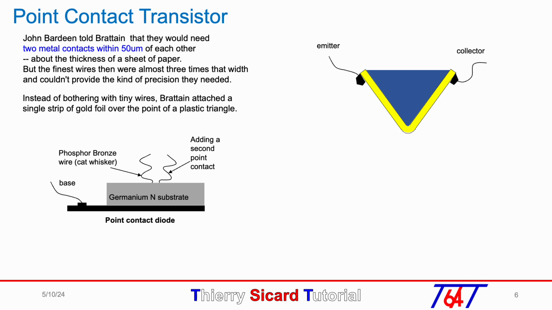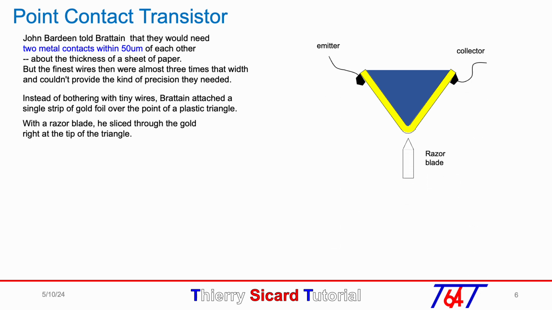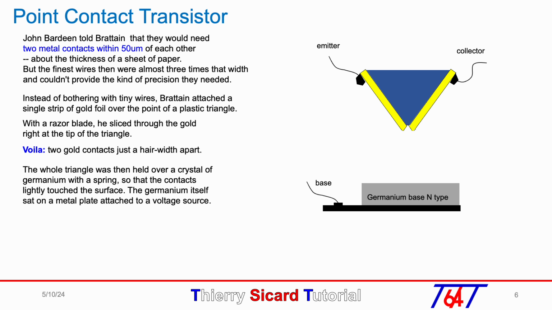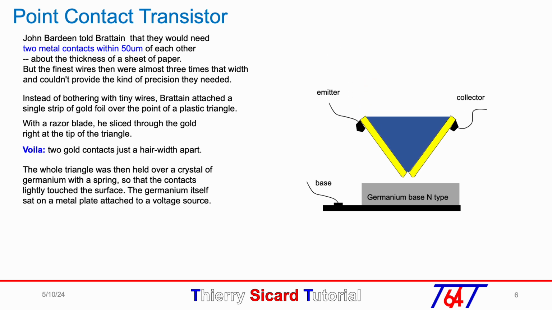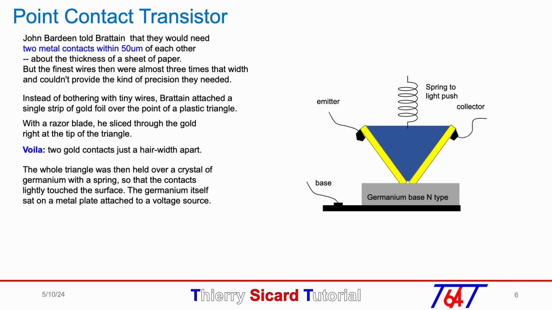With a razor blade, he sliced through the gold right at the tip of the triangle. Two gold contacts just a hair width apart. The whole triangle was then held over a crystal of germanium with a spring, so that the contact lightly touched the surface. The germanium itself sat on a metal plate attached to a voltage source.